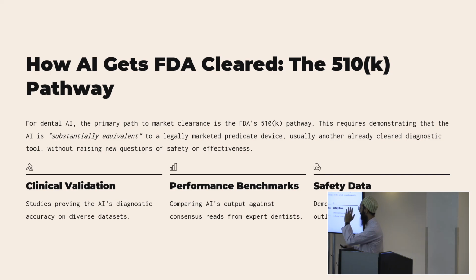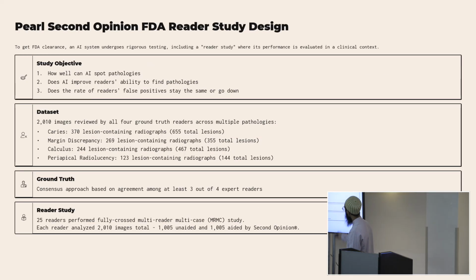And so AI has to be able to detect whatever pathology. It has to show to improve or stay the same in terms of dentists being able to detect whatever it is. So it can't make you worse. Well, it should make you better, and it can't make you worse. Those are effectively the three things. There's a lot of words here, but the first thing is how well can it spot pathologies? Does it improve? Does it not?